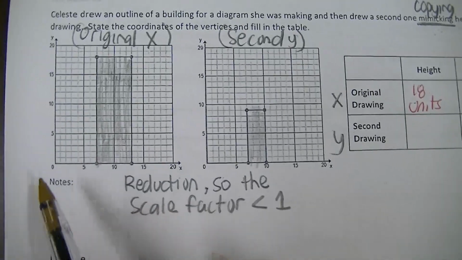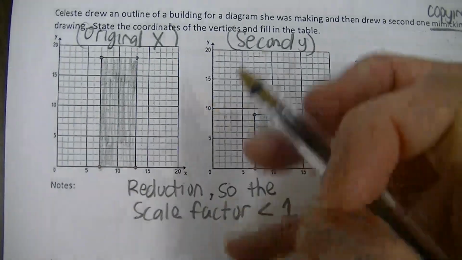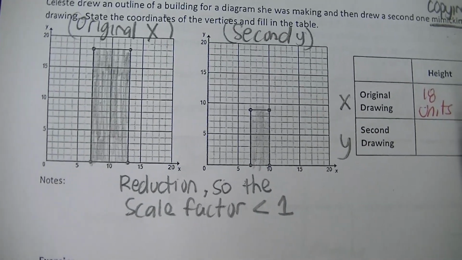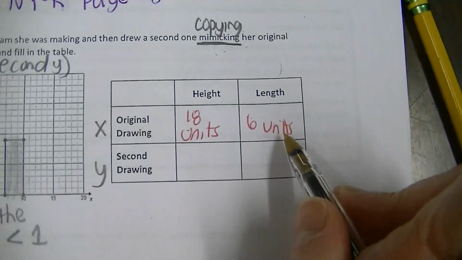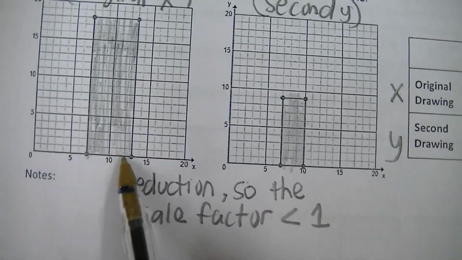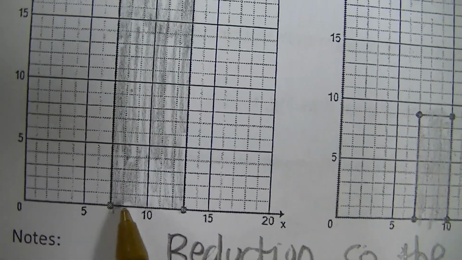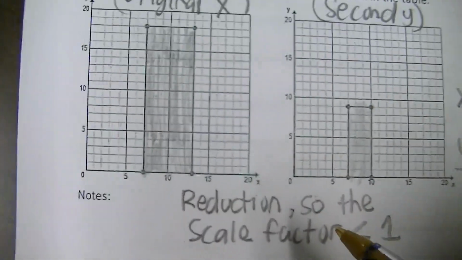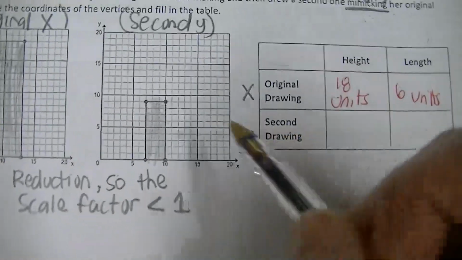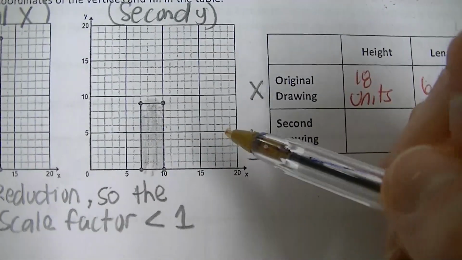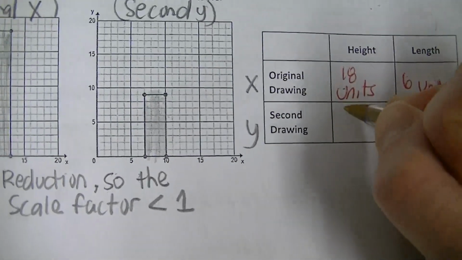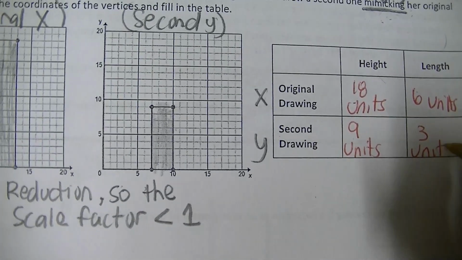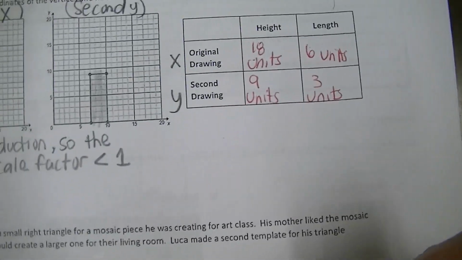Okay, now go ahead and find its length. Okay, and for the length, do that right now. You should get 6 units, okay? So practice your counting to make sure you're doing it correctly. 1, 2, 3, 4, 5, 6. Okay, now go ahead and find the height and the length for the second drawing. Do it right now instead of copying me, okay? This is what you should have gotten.